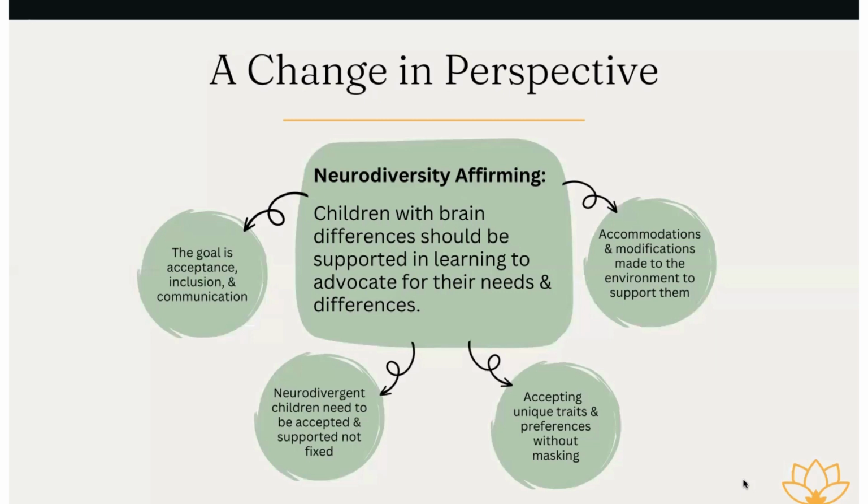So the neurodiversity movement is really looking to help society as a whole understand what the unique traits and support needs are for neurodivergent individuals and move towards society as a whole accepting them, including them, and really considering the needs of neurodivergent people rather than trying to push them to adapt to the norms of society.